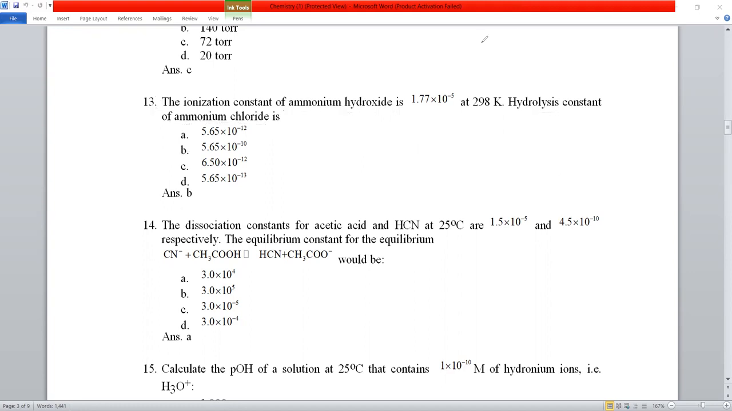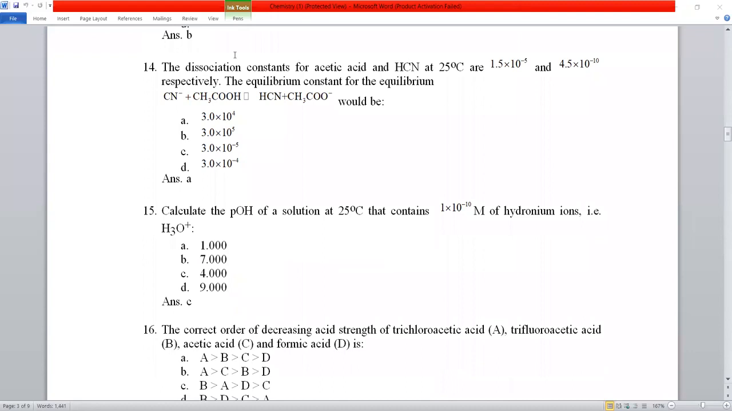Next, question number 14. The dissociation constant for acetic acid they have given. Acetic acid, we know, CH3COOH dissociates to CH3COO minus plus H plus. So this dissociation constant Ka is how much? 1.5 × 10^-5.